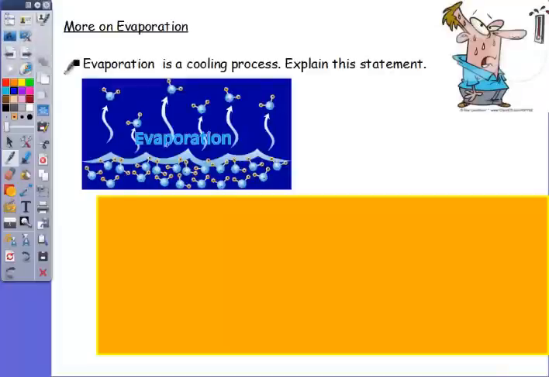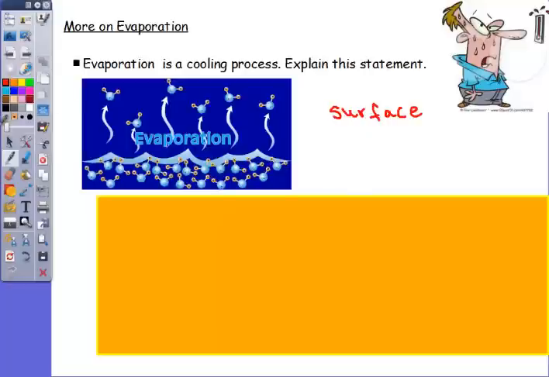Last thing to talk about here is a little more about evaporation. Evaporation is a cooling process. I think we've actually talked about this a little bit, but let's just review a minute. Remember, evaporation is a surface phenomenon. Those particles at the surface don't have as many intermolecular forces holding them down, so they just gain enough energy to escape the liquid.